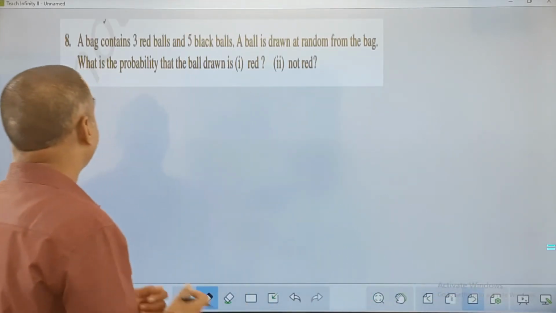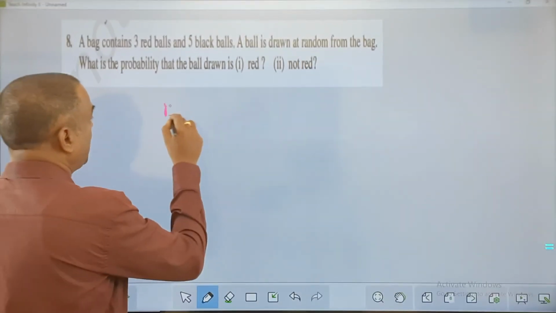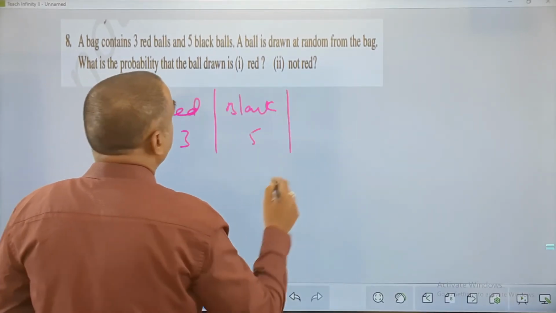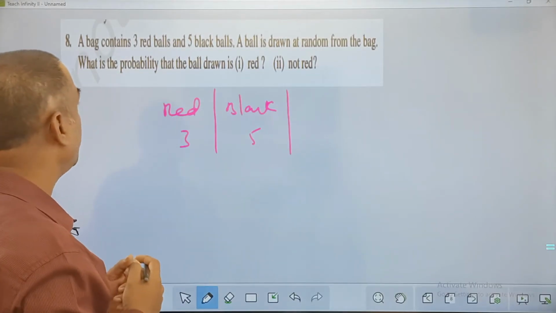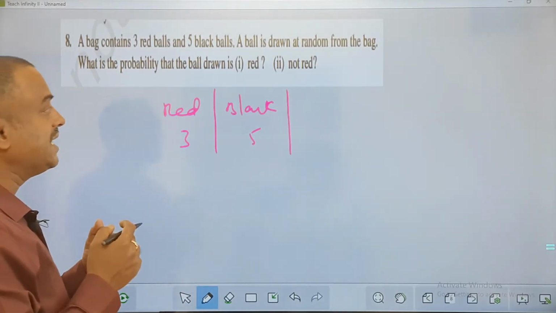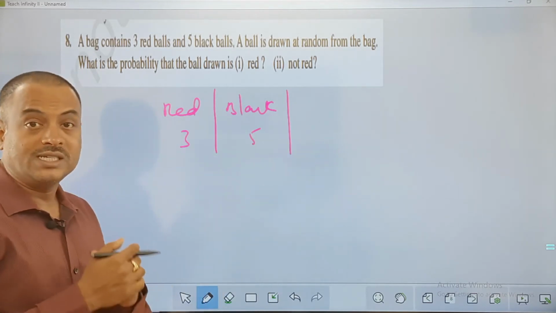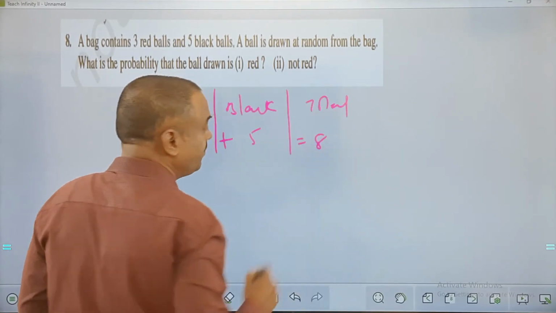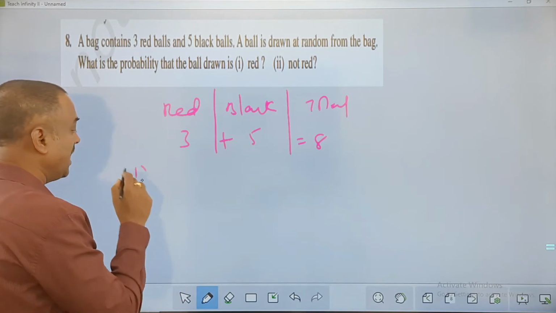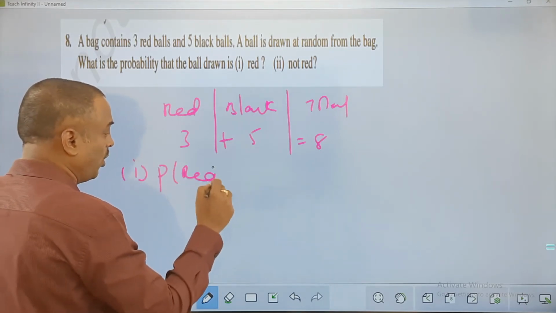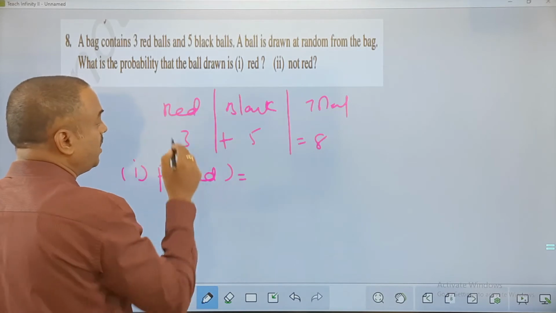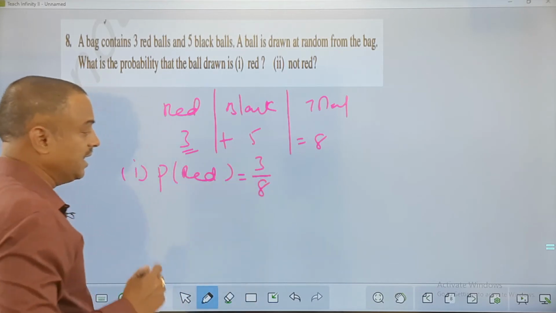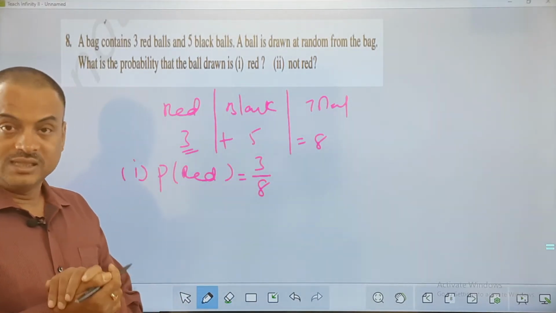Next one, friends. A bag contains 3 red balls and 5 black balls. A ball is drawn at random from the bag. What is the probability that the ball drawn is red and the second one is not red? Now, the total number of balls is 8. First, the probability of getting a red ball: favorable are 3 out of the total 8. So the probability of getting a red color is 3 by 8.